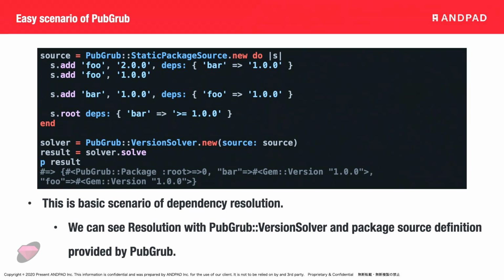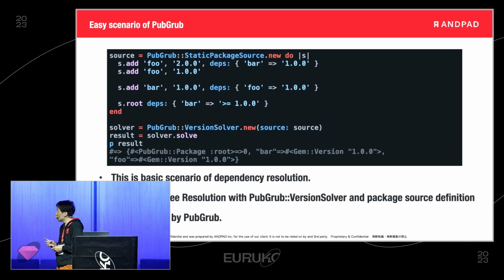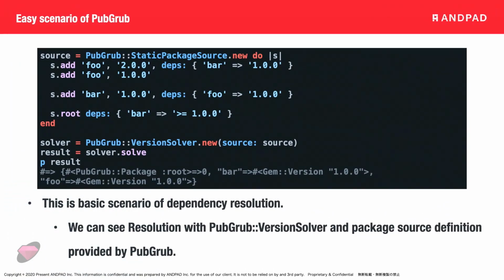So this is a simple example. Gems called foo and bar define the above per-version dependencies using the PubGrub static package source methods. So we need to add the gem name and versions combination as a root method like this. After that, we can pass this source definition into an instance of the PubGrub version solver class. Finally, we can get the resolution result by calling the solve method like this.